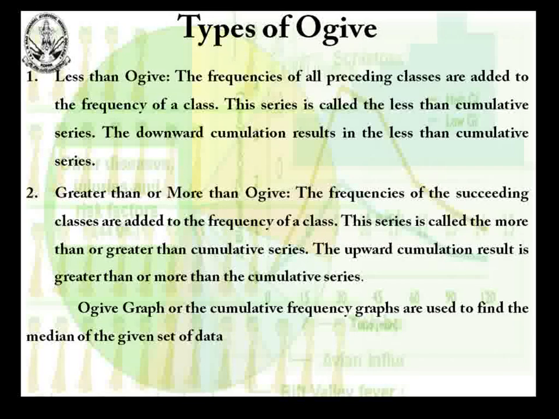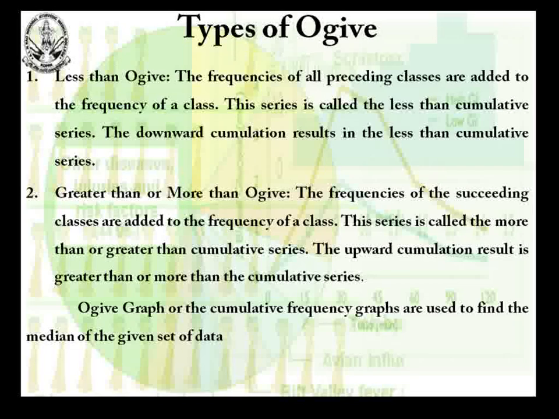While when we talk about the greater than or more than ogive, the frequencies of succeeding classes are added to the frequency of a class. This series is called the more than or greater than cumulative series. It is constructed by subtracting the first class frequency from the total, then the second class from that, and the third class from whatever is coming, and so on. The upward cumulation results in the greater than or more than cumulative series.